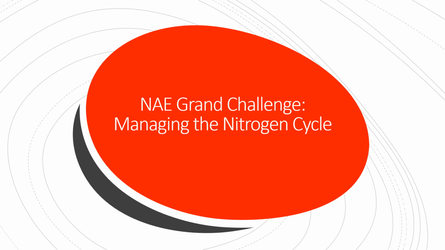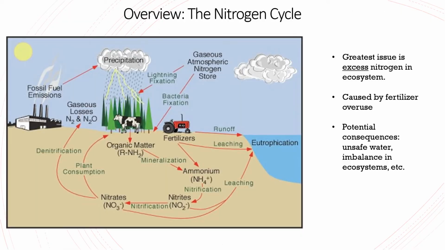So for the NAE Grand Challenge, we will focus on managing the nitrogen cycle. The nitrogen cycle is very complex with man-made and natural influences. One key aspect of the nitrogen cycle is nitrogen fixation, which can only occur through lightning in the atmosphere and nitrogen-fixing bacteria in the soil.